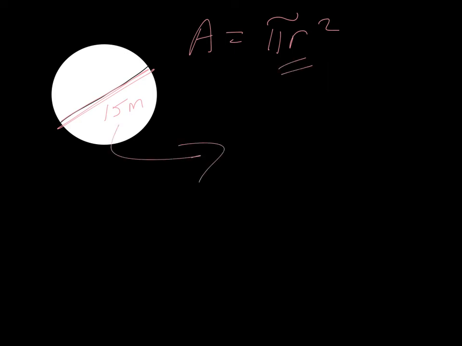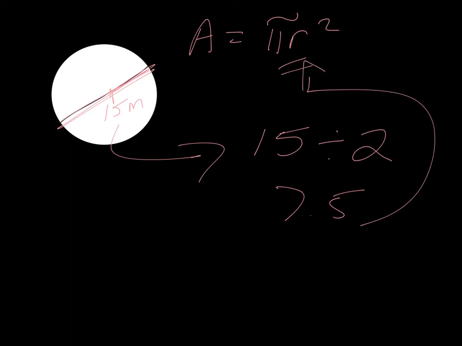Just one last thing to note, if you're given a question where they give you the diameter and they ask you to calculate the area, so if you're given the diameter of 15, for example, 15 meters, don't forget that when you're applying the formula, pi r squared, r is radius. So if they give you the diameter, you're going to have to divide the diameter by 2 to get the radius, because we know that the radius is half of the diameter. So you'd go 15 divided by 2 is 7.5, and then you'd put that into your formula. Okay?